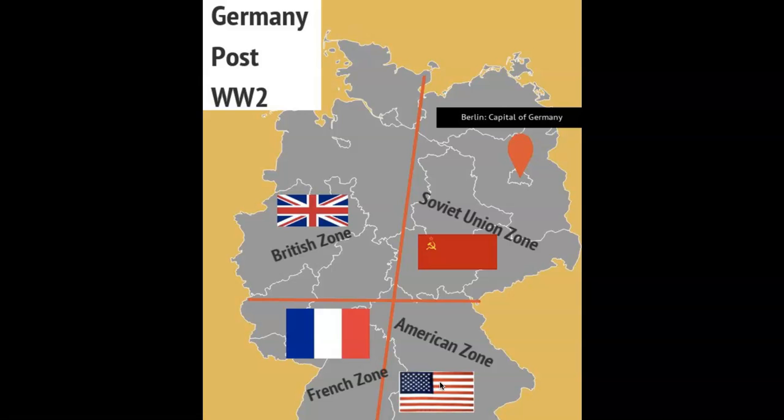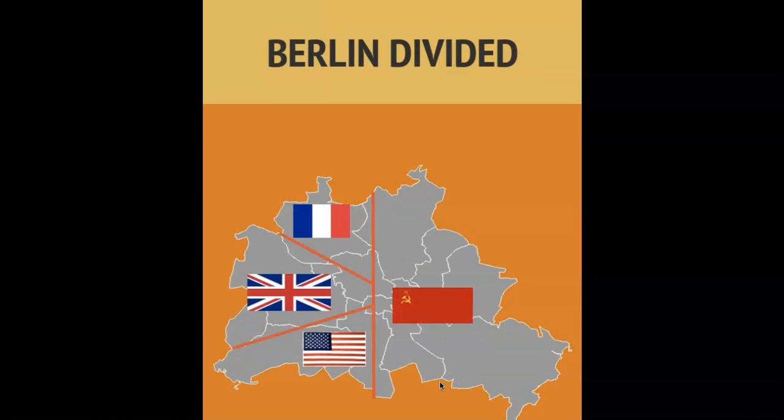So all of the Allied forces said, hey, that's not fair. We all want a portion of Berlin. So they decided to also divide up Berlin. So Berlin was divided also into 4 segments, just like Germany was, with 1 section for the Soviet Union, aka Russia, 1 section for the United States, 1 for Great Britain, and 1 for France.